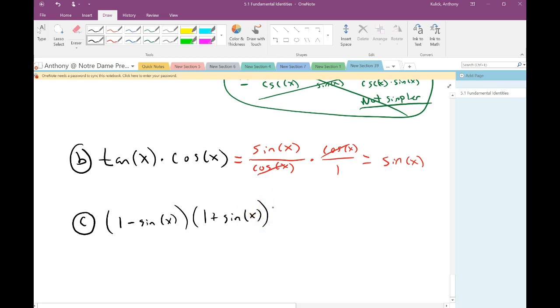So what if we have 1 minus sine x times 1 plus sine x? It doesn't seem like there's a good identity to use at my first glance. You guys kind of agree that looking at the identity sheet, there's nothing that screams out, I'm going to be incredibly useful in this situation. So what might we do first instead?